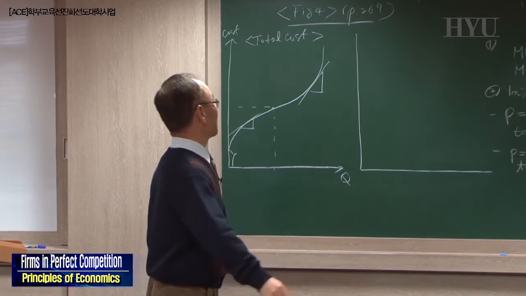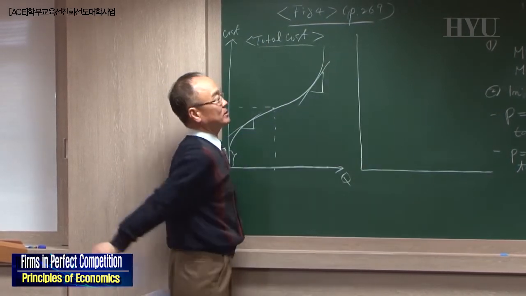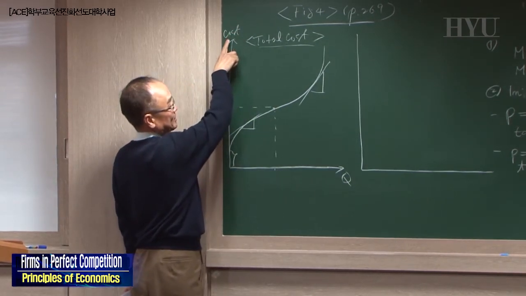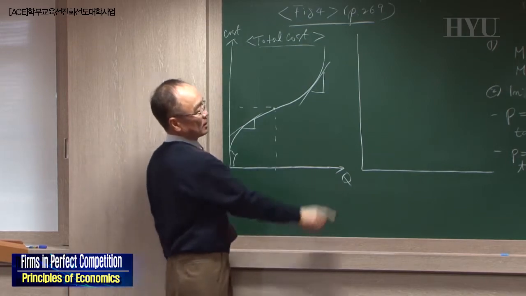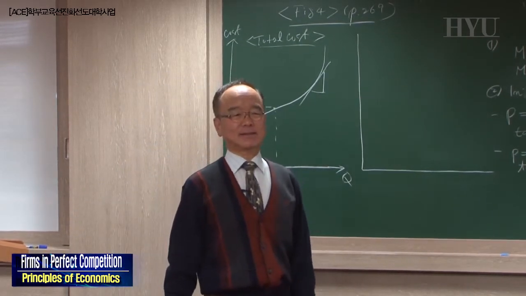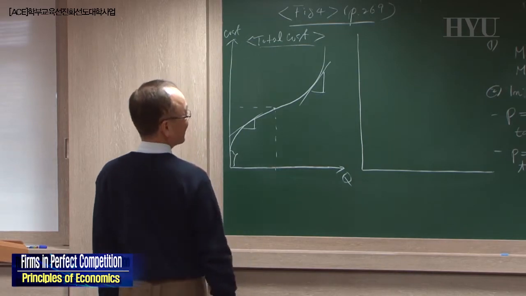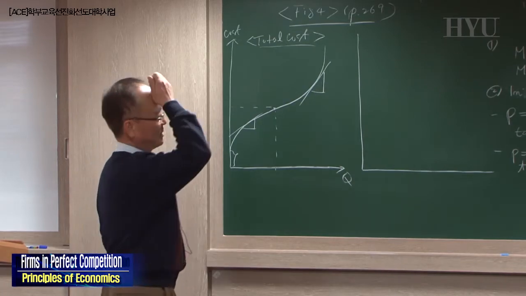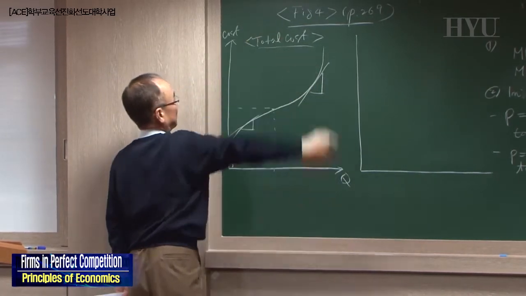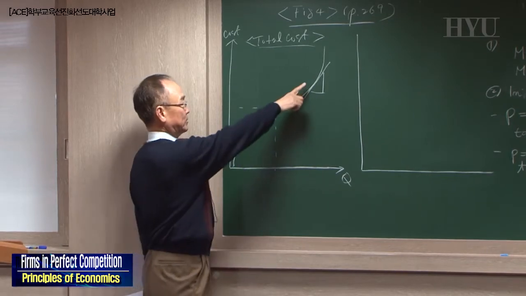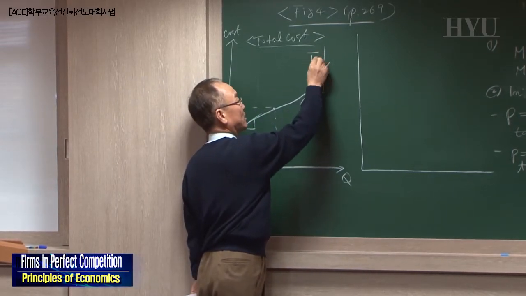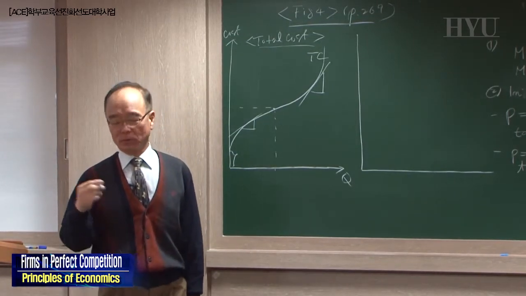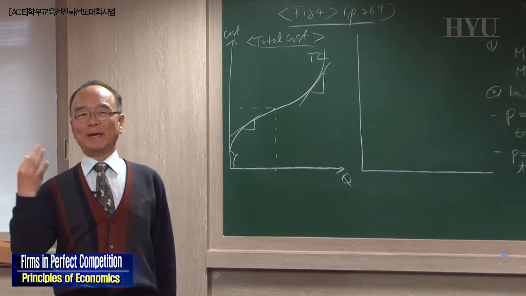In general, total cost for any firm looks like this one. This is quantity, and value, or cost in this case. The x-axis always stands for quantity, and the y-axis stands for some type of value: price, revenue, cost. You can measure it in money. So cost is a type of value. One more time, this curve represents the total cost. Even if you don't make a single unit, you have to pay some cost.